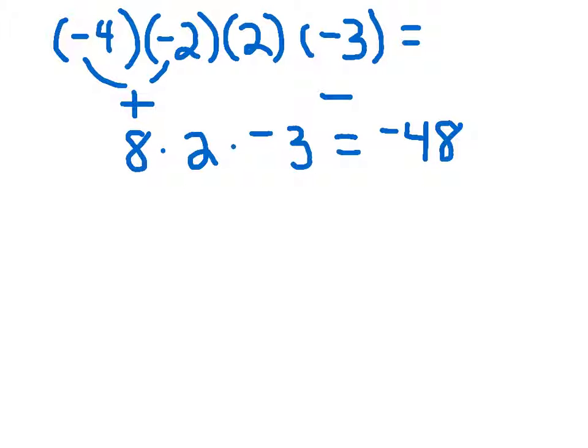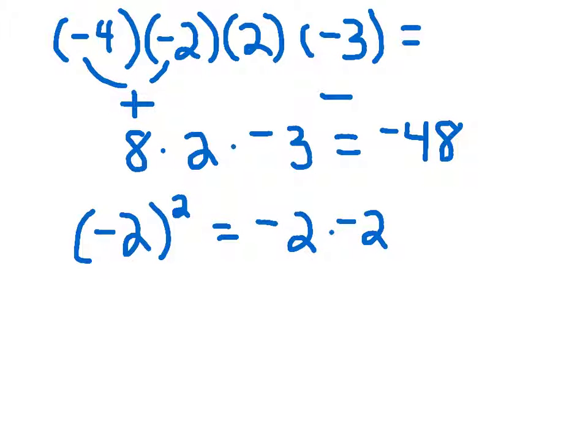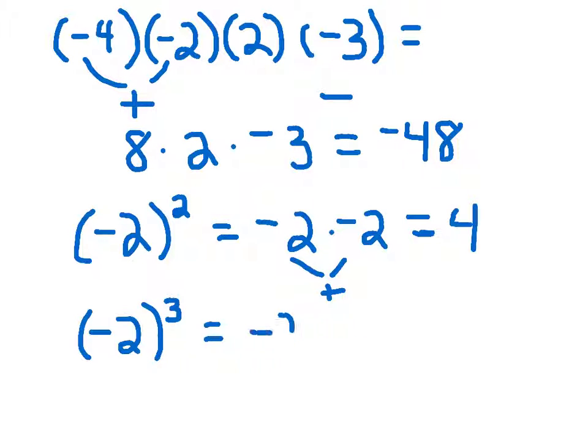This leads directly to the whole notion of raising a negative number to a power. First of all, what does negative 2 to the second power mean? It means negative 2 times negative 2. I know from what we just talked about that those two negatives make a positive, and therefore this equals positive 4. What about negative 2 to the third power? That means negative 2 times negative 2 times negative 2, which is 1, 2, 3 negatives. 3 is an odd number, so this comes out to negative 8.